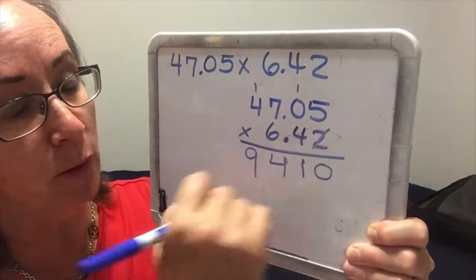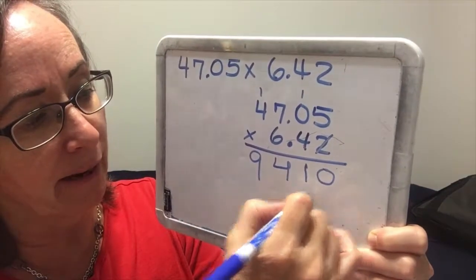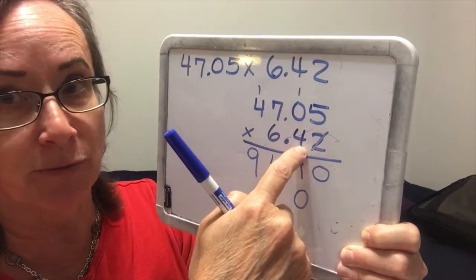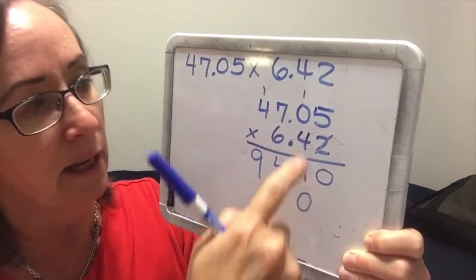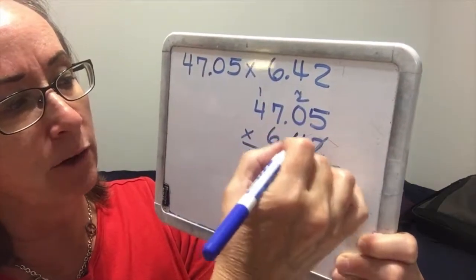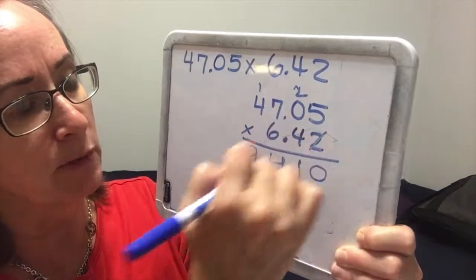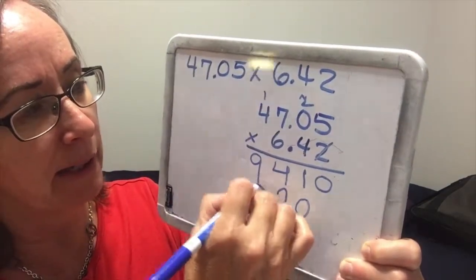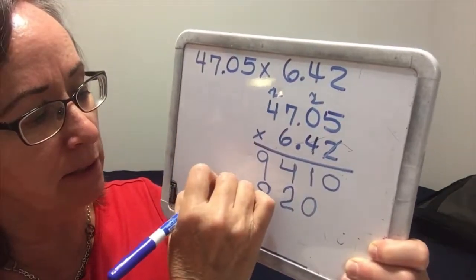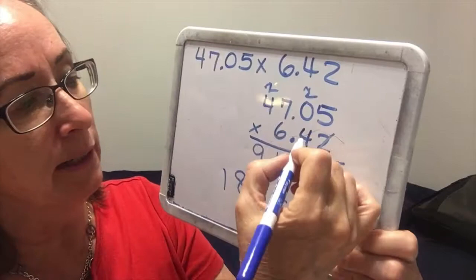So 5 times 4 is 20, but we're going to put it right there. Okay, so it's moving in 1 because we moved to 4 tens, not 4 ones. So 5 times 4 is 20, so we carry our 2. 0 times 4 is 0 plus 2. 7 times 4 is 28, carry the 2. 4 times 4 is 16, plus 2 is 18. And now we've got to do the last one.